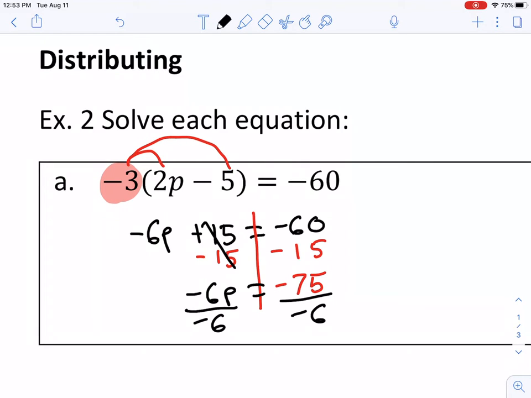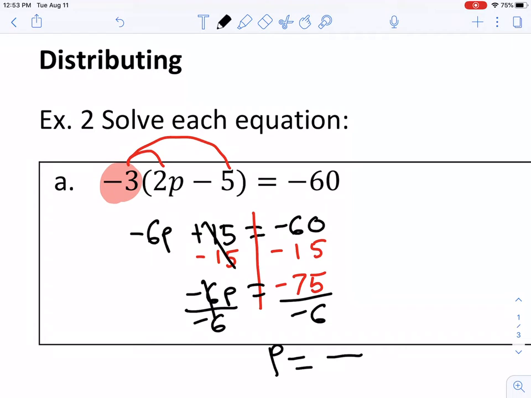And this is going to give us p equals a negative, and a negative is going to give us a positive. And then can 75 be divided by 6 evenly? So we're thinking 75 divided by 6. If you had a calculator, you might punch it in. And what you might find is you're going to get 12.5. So that may be a way to write our answer.